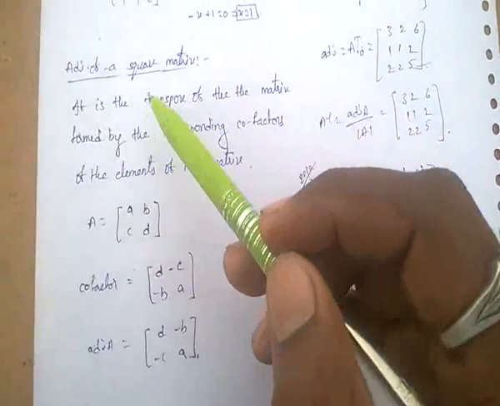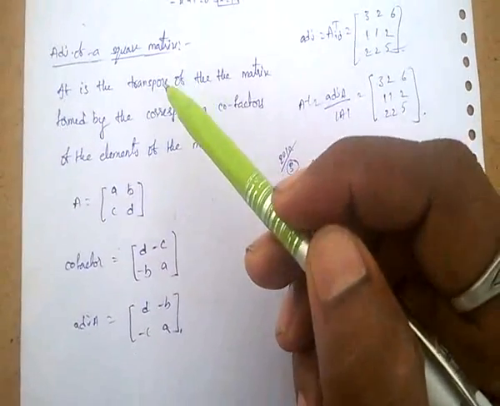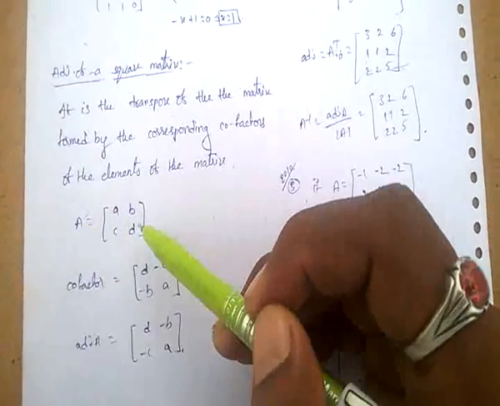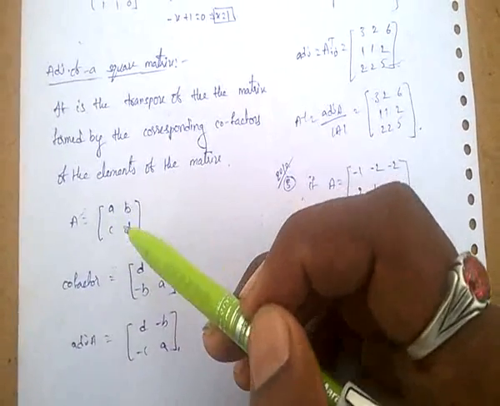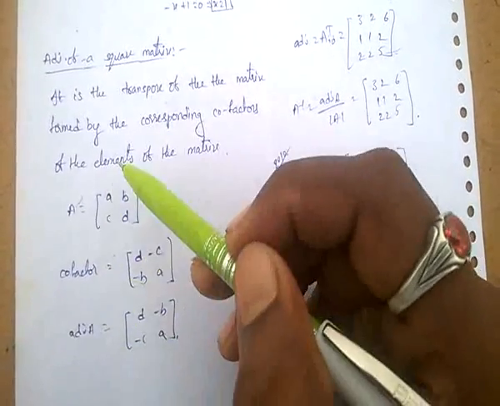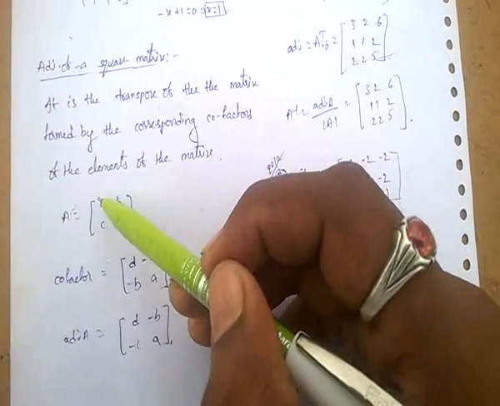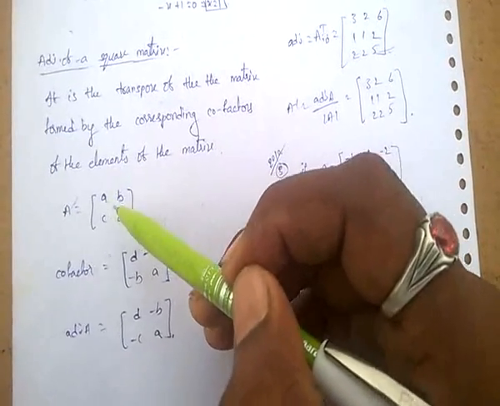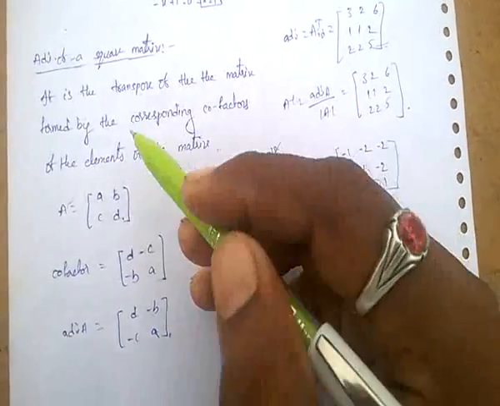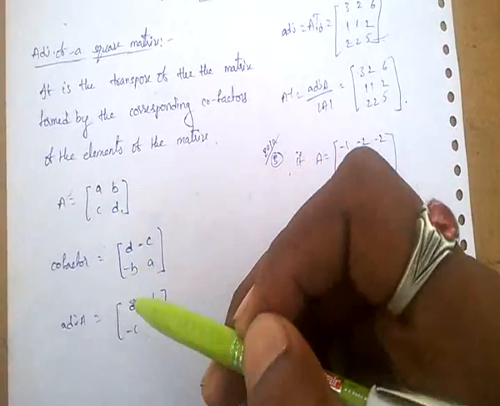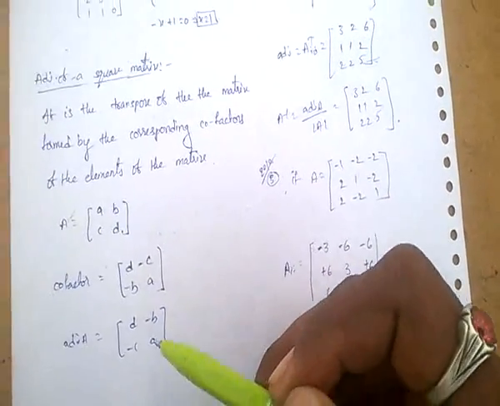Next, adjoint of a square matrix. Adjoint of a square matrix means, for example, for a 2 by 2 matrix A equal to A, B, C, D, the adjoint of A equals D, minus B, minus C, A. That is, interchange A and D, and put minus signs on B and C. Okay.